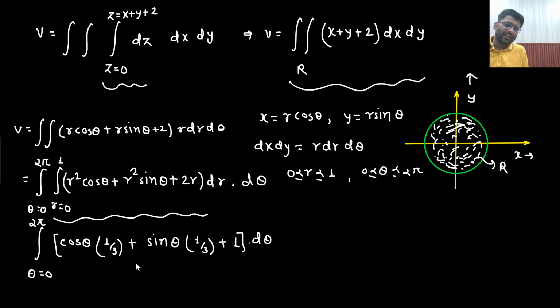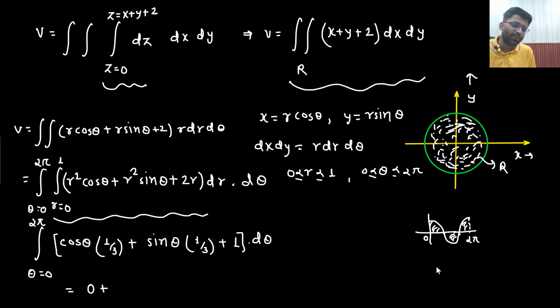Now you can see cos theta integrated from 0 to 2 pi. You can see the graph of cos theta. What will be the total area of cos theta integrated from 0 to 2 pi? That would be 0 only. Total area would be 0.